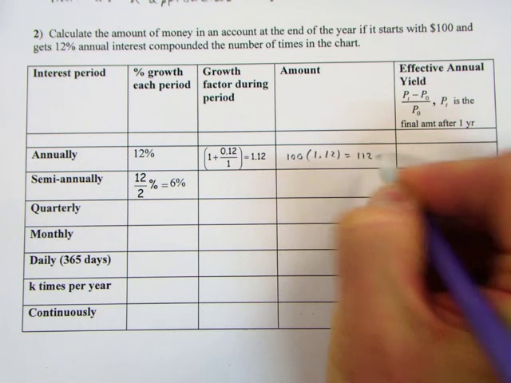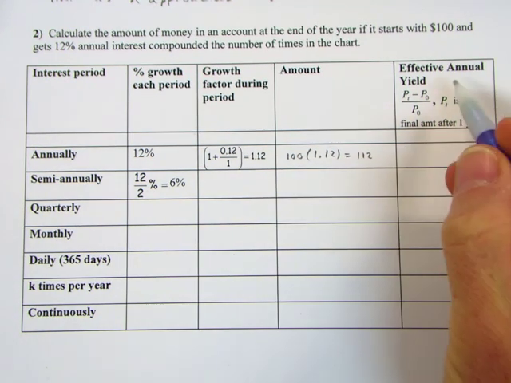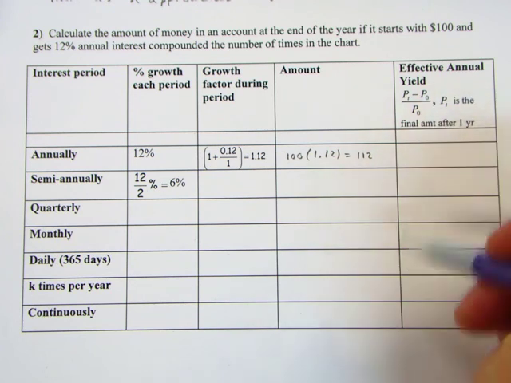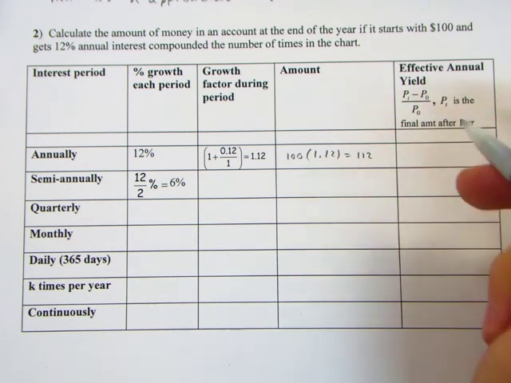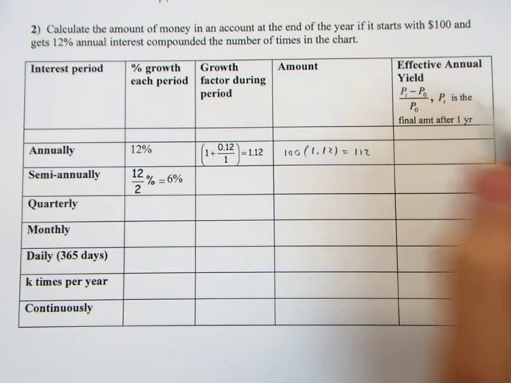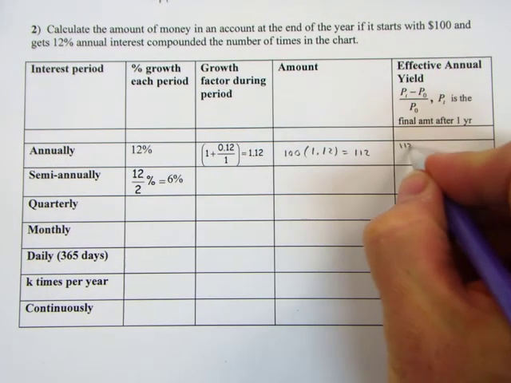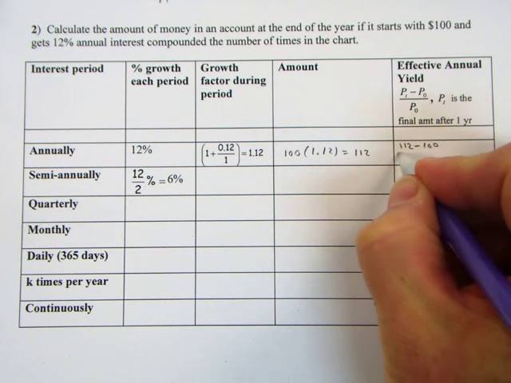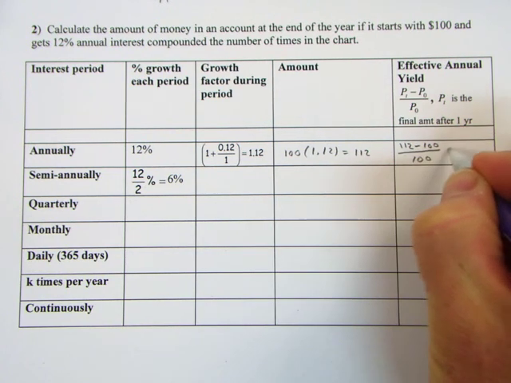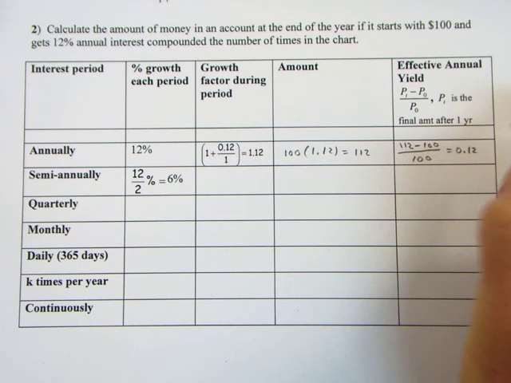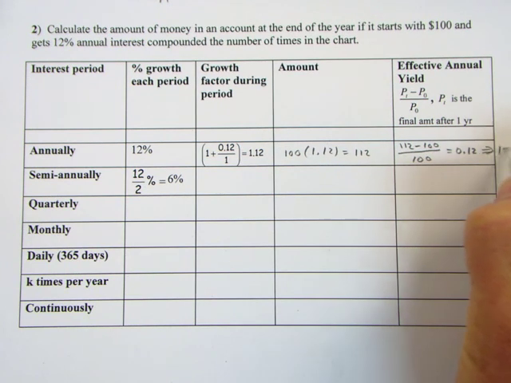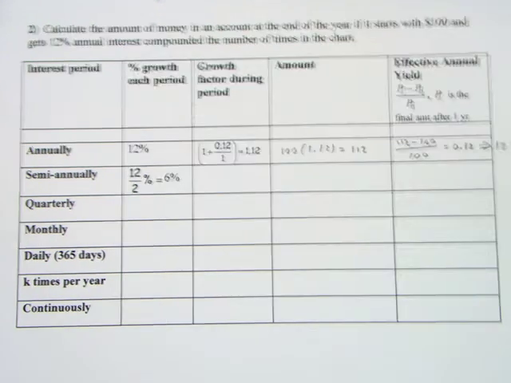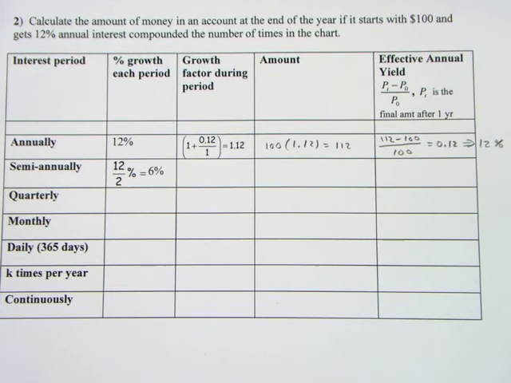Now, for right now, I'm just going to tell you this effective annual yield is this equation. And later on in problem 4, I'm going to show you really where that comes from. So we get the 112 minus our starting amount, 100 over 100, and we get equals to 0.12. And what that means is we have 12% for that year. And we already know that. That's what we were given here. But it's going to change when we do these next ones. Try to do these next few things by yourself.